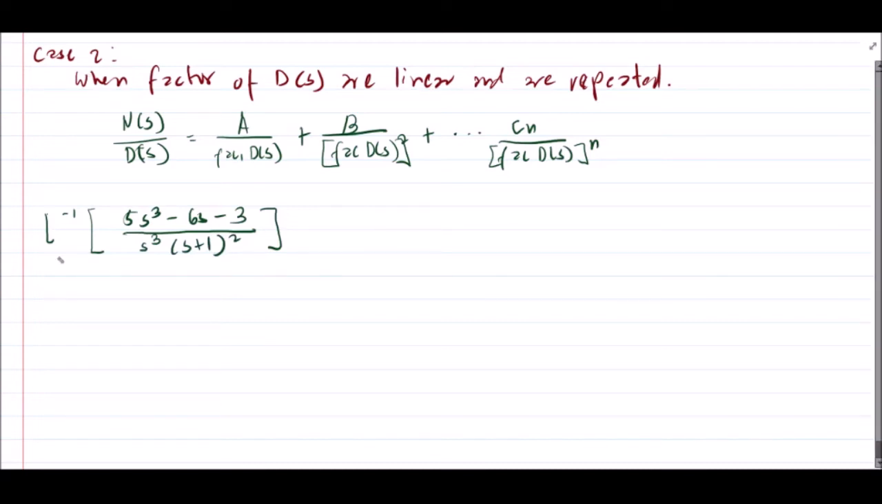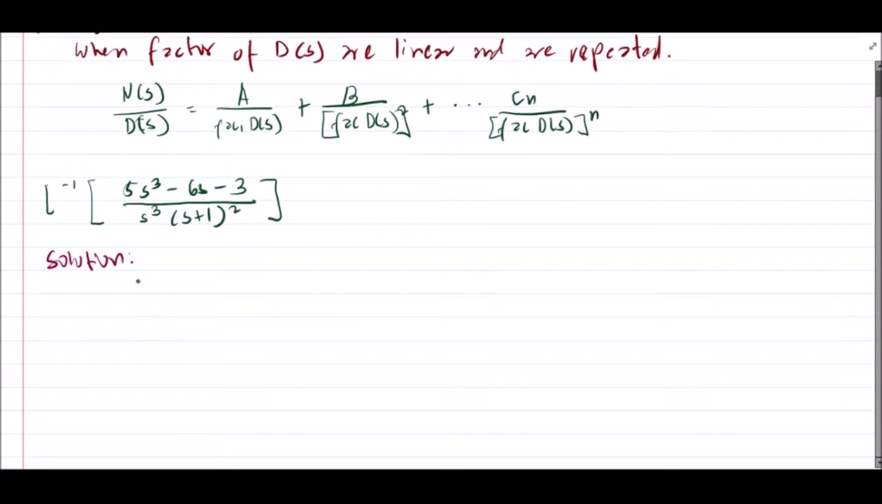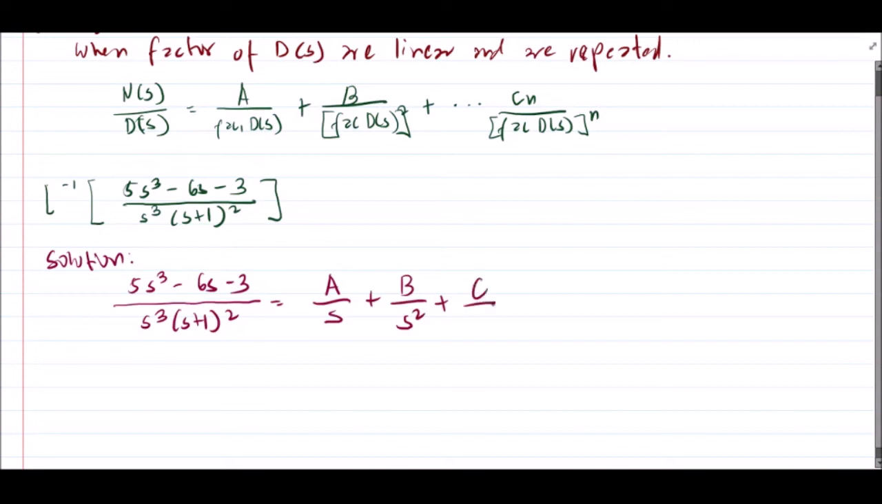So we will just write first here our solution. We just dissolve this one into partial fractions. We have 5s cubed minus 6s minus 3 all over s cubed (s plus 1) squared, no? So we have two factors. One is repeated 3 times and the other one is twice, no? So we have A over s for this first factor, plus B over s squared, plus C over s cubed, then plus D over s plus 1 plus E over (s plus 1) squared.